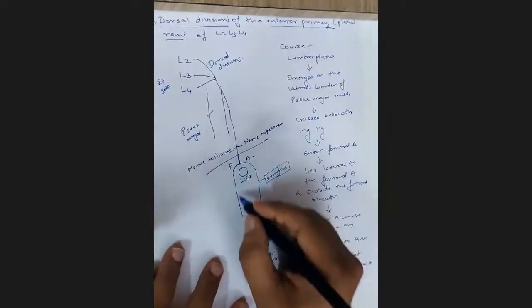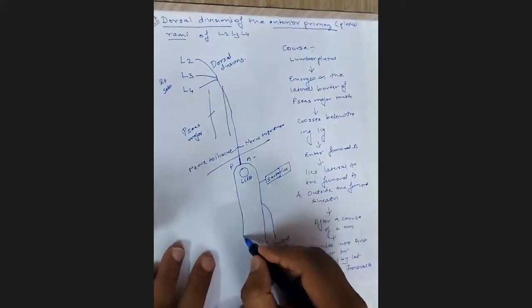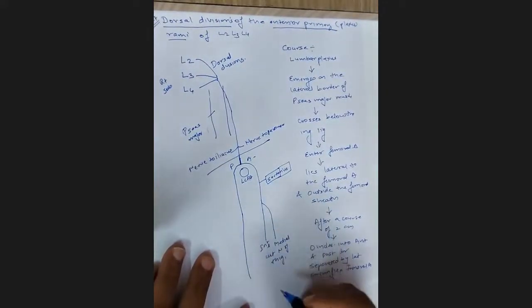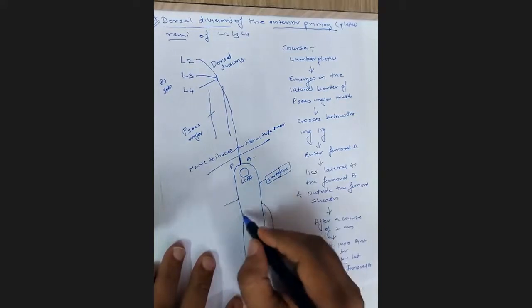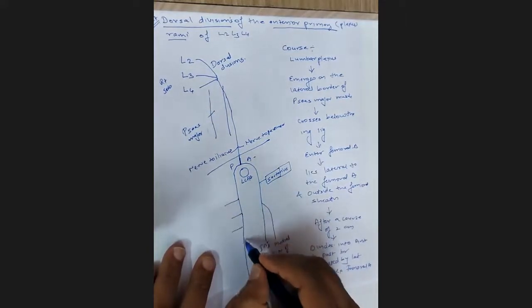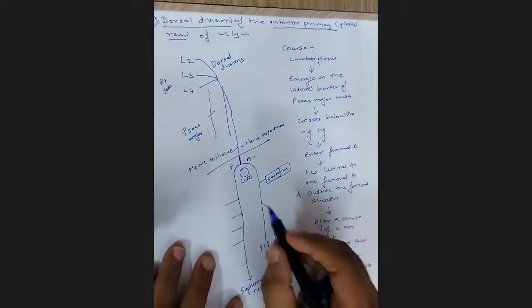While posterior is mostly motor and it gives only one cutaneous branch, which is the longest cutaneous branch in the body, and that is the saphenous nerve. While remaining all its branches are muscular.